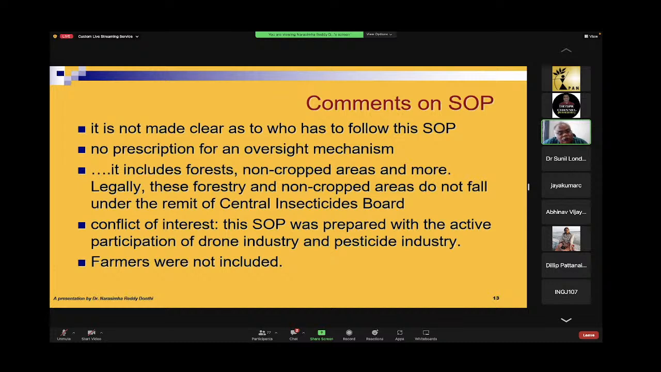So this was not brought basically to help farmers, but to help drone industry, and that's where conflict of interest is there. At least 10 experts, so-called experts from drone industry and pesticide industry were constantly consulted when this SOP was developed. But farmers or farmer organizations or NGOs like us, the research organizations, none of them have been consulted on this.